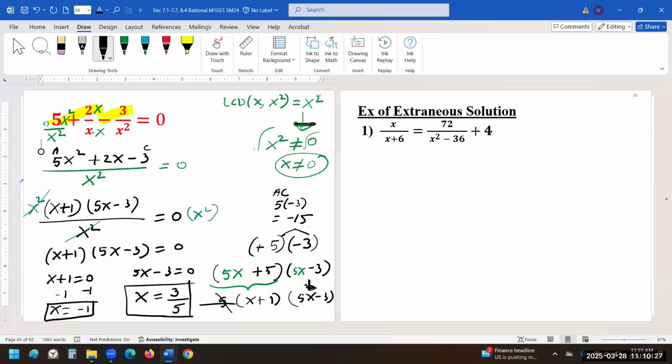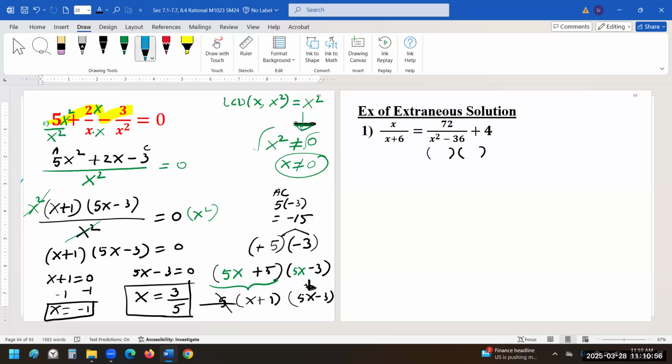Now you're going to do one example with different denominators, not x or x squared. What do you think our first step is, Mustafa? This is factorable. So let's factor this first.